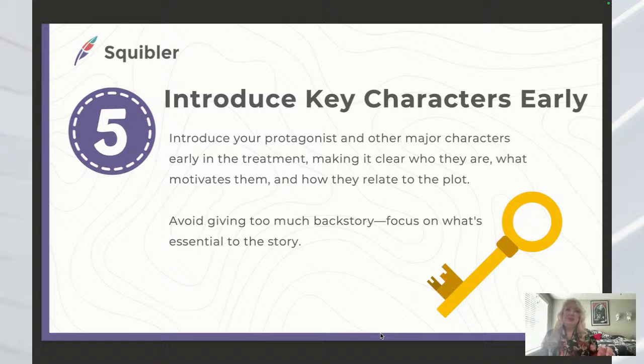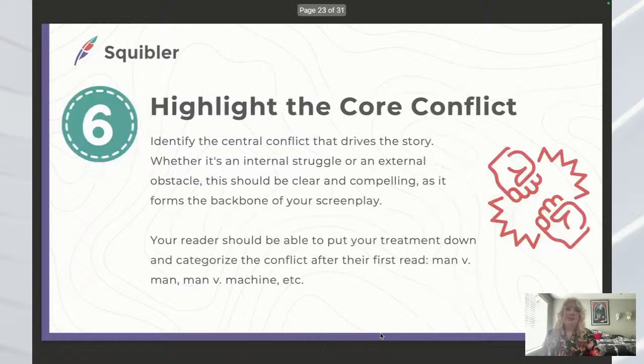We know from that brief summary on The Lion King, from the log line of Lion King, that the antagonist wants the throne for himself. We know that the king and his son are in conflict with him, and that's just one sentence. We get a lot of the story there. Avoid giving too much backstory. You want to focus on what's essential to the main story.